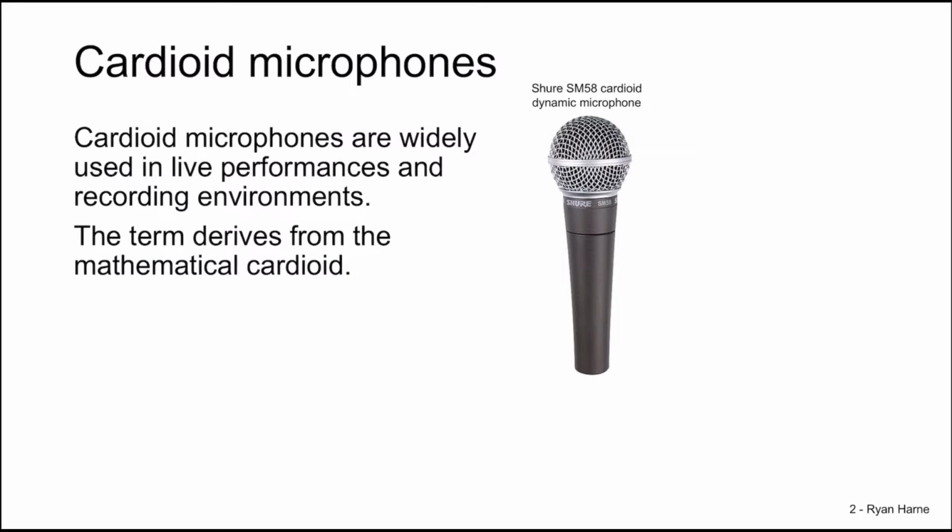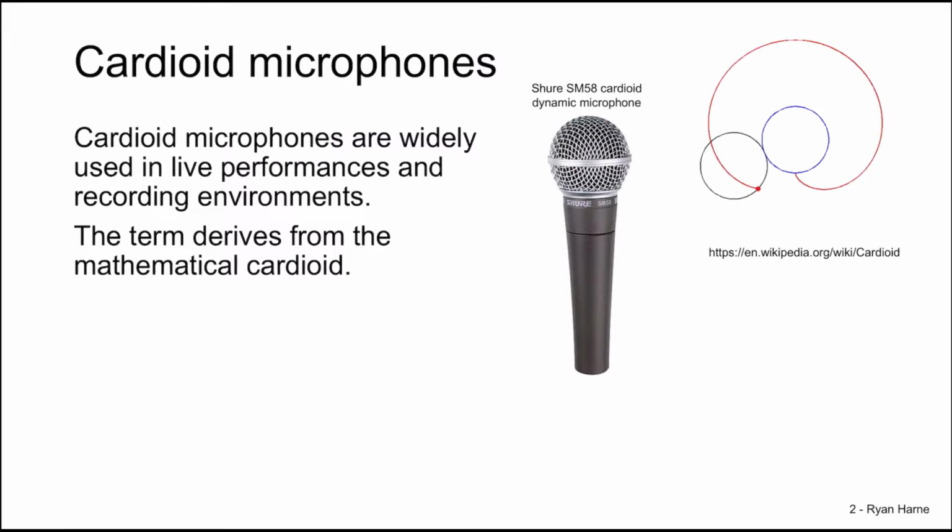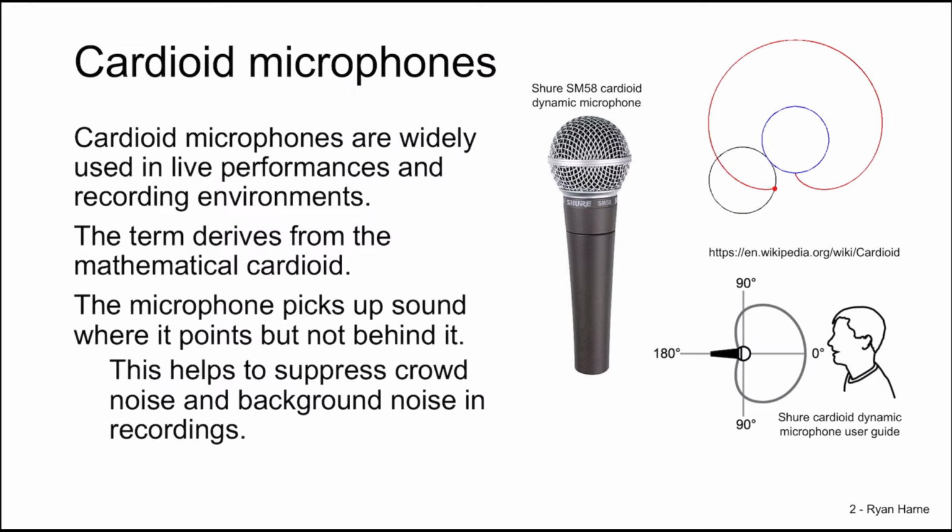The term cardioid comes from mathematics. A cardioid is a curve traced by a point on the perimeter of a circle when that circle rolls around another fixed circle of the same radius. We see a cardioid here traced out in the red color in the animation. The microphone picks up sound where it points, but not behind it.